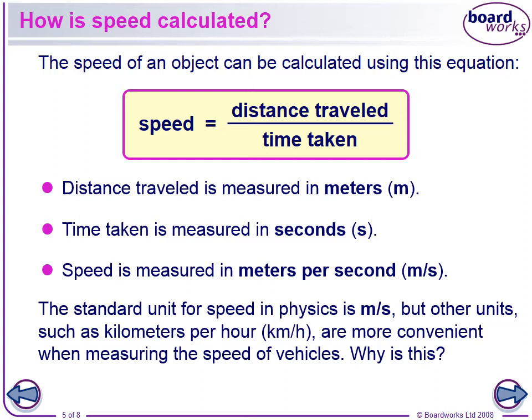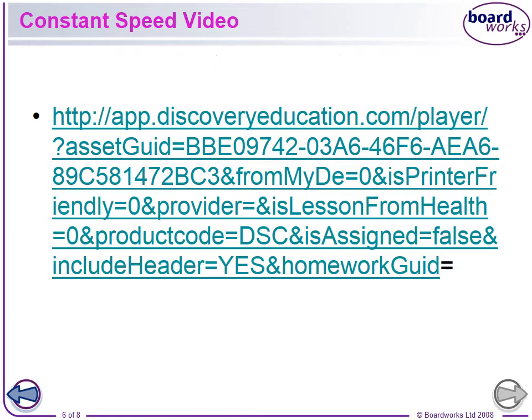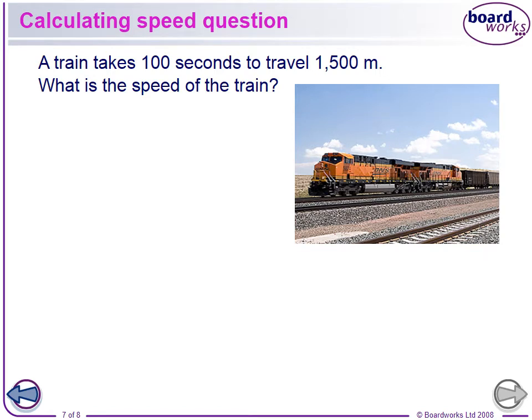Again, the standard unit for speed in physics is meters per second, but there's other units such as kilometers per hour when you're using something that's measuring the speed of vehicles, and that is because they travel over longer distances. When you're talking about measuring something that's going a short distance, or something that's going really fast, it's meters per second. There is another video link on the website, so you can check this one out on constant speed.